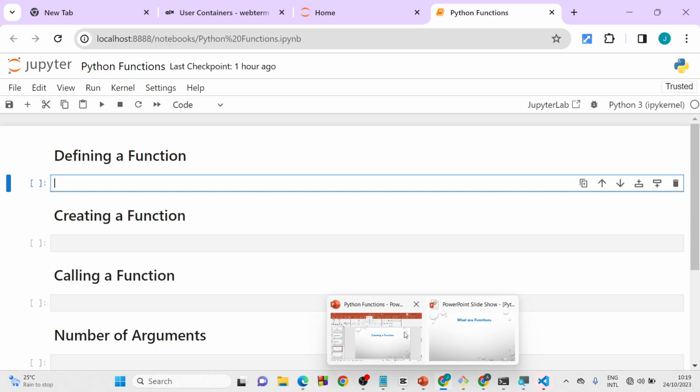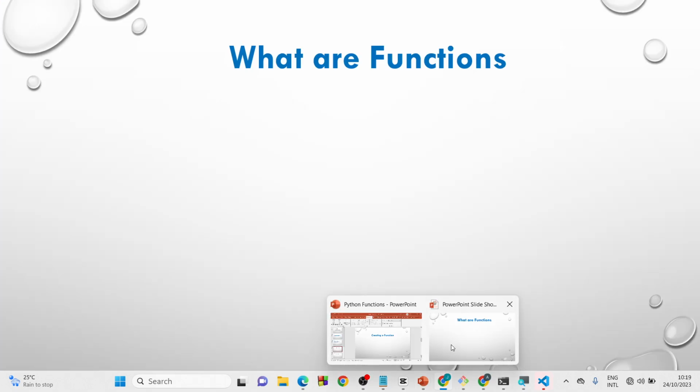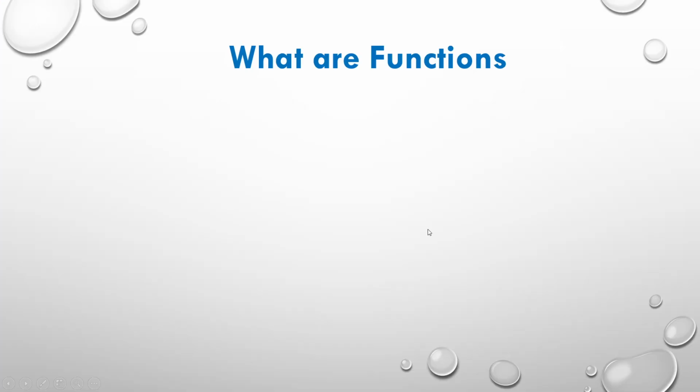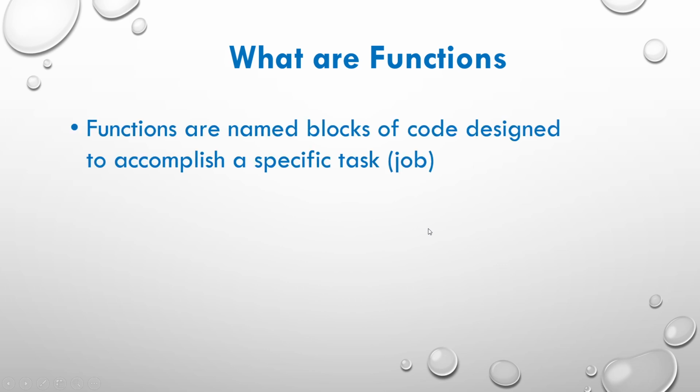So let's jump back to look at what functions are. Basically, when we talk about functions, functions are named blocks of code designed to solve a particular problem or to accomplish a specific task. If you want to take that a little further, you could say functions allow you to write code once, and then you can run them whenever you need to accomplish the same task.